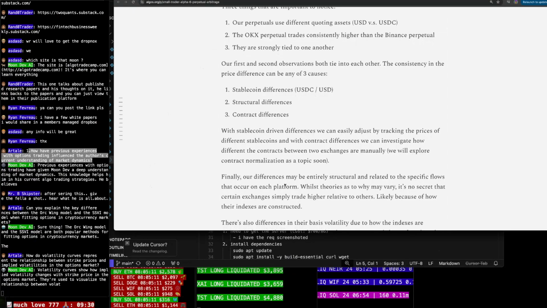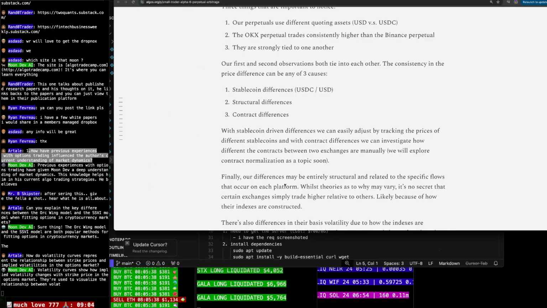differences. With stablecoin driven differences, we can easily adjust by tracking the prices of different stablecoins, and with contract differences, we can investigate how different the contracts between two exchanges are manually. We will explore the contract normalization as a topic soon. Finally, our differences may be entirely structural and related to the specific flows that occur on each platform.